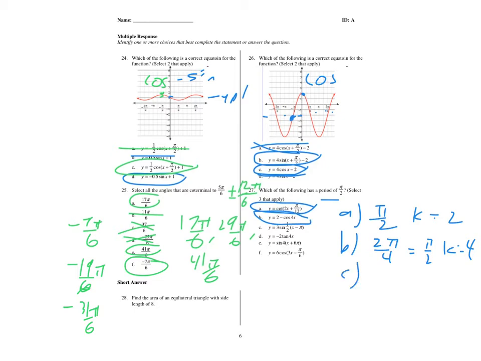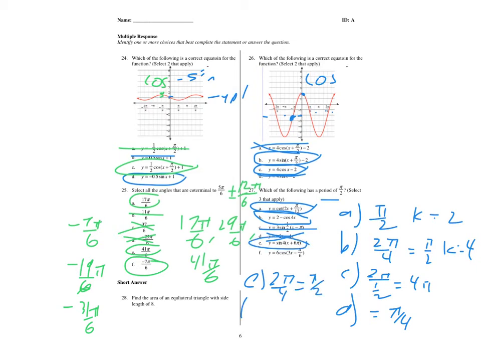So remember the rules are different for tan and cotan. For C, it's going to be 2 pi over 1/2, which is actually 4 pi. So that is no good. For D, it's going to be pi over 4, which is no good since that's tan. And for E, it's going to be 2 pi over 4, which is pi over 2, so that's good. And then for F, it's going to be 2 pi over 3. So that's no good. So just remember on those ones, for tan and cotan, it's pi over k. Everything else is 2 pi over k.